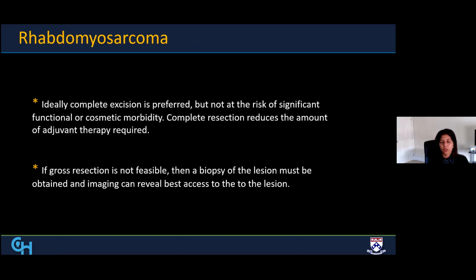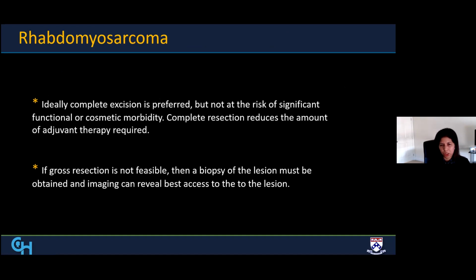So in terms of management, complete excision is preferable, but it depends on the location, and you don't want to have any significant functional or cosmetic loss. It depends mostly on the location whether you can get a complete resection. If you don't get it, then you need to support it with adjuvant chemo or radiation therapy, depending upon the subtype of the tumor.